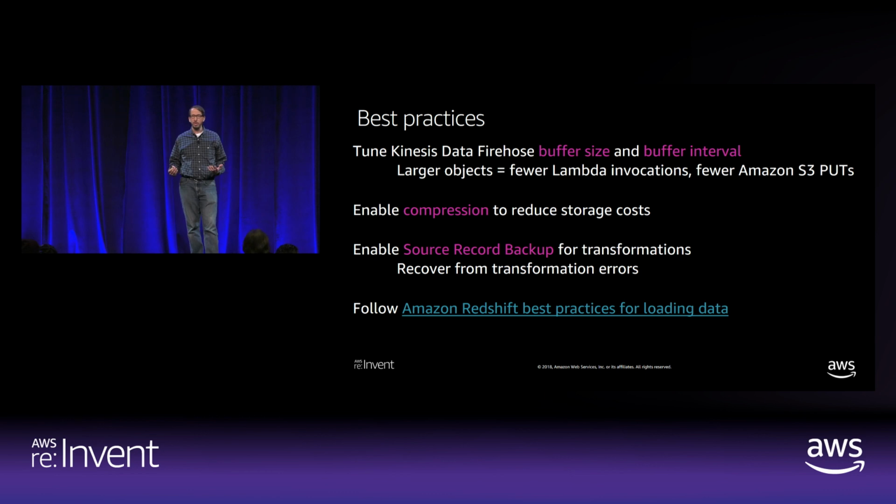Some best practices around Kinesis Data Firehose. First of all, you have two envelopes to determine when data is delivered to those destinations. It doesn't happen in real time. It happens when one of these envelopes fills up. So I can specify a buffer size, the amount of data, and a buffer interval, the amount of time. And as soon as one of those envelopes fills up, it's going to deliver to that destination that I've specified. Okay? So the lower you have those envelopes, the more often it's going to deliver.